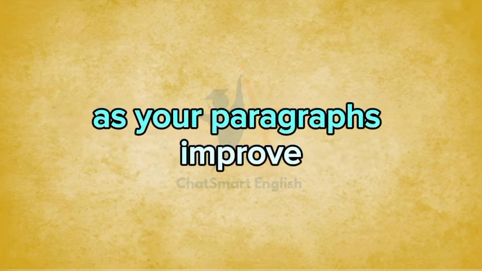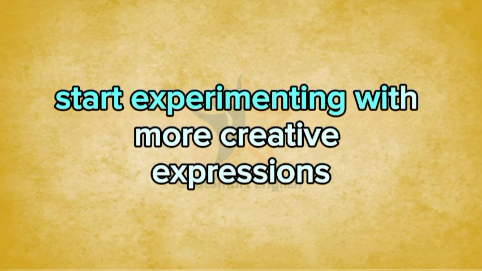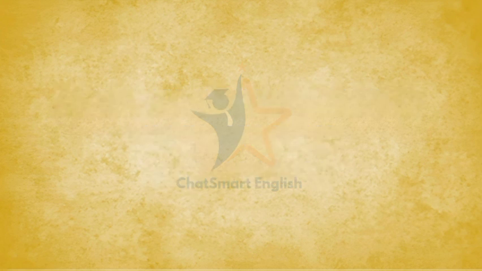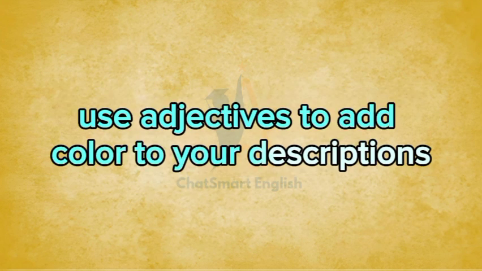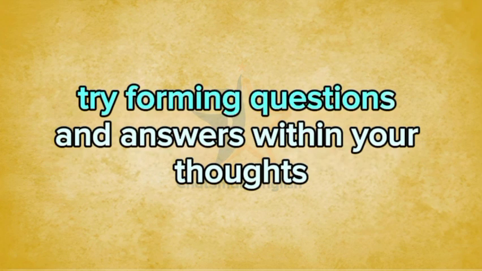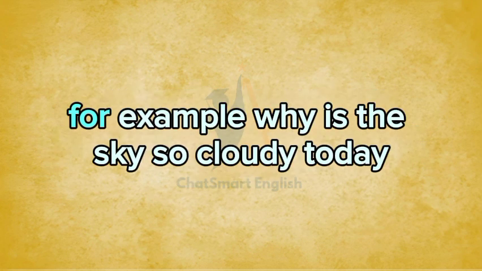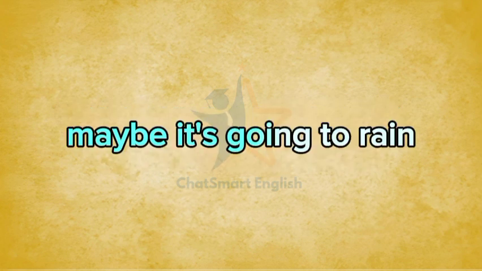As your paragraphs improve, start experimenting with more creative expressions. Use adjectives to add color to your descriptions, or try forming questions and answers within your thoughts. For example, "Why is the sky so cloudy today?" Maybe it's going to rain.